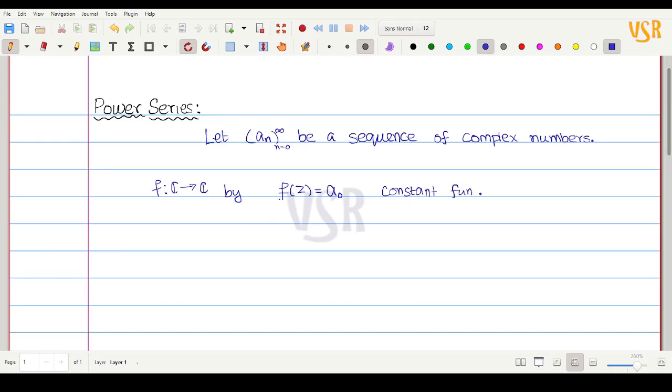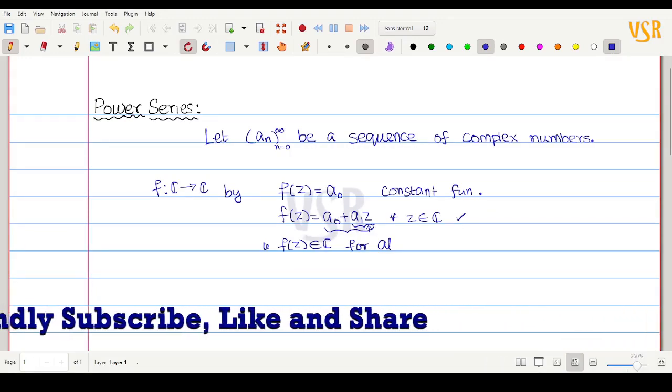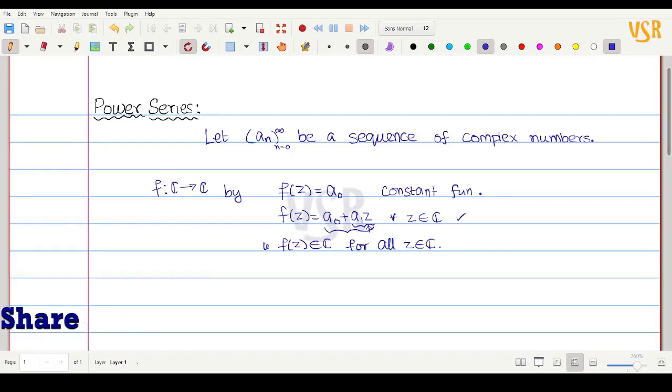Suppose I define f of z equal to a0 plus a1 z, for every z belongs to C. This is well defined, because if you give a complex number z, a1 z is a complex number, and a0 plus a1 z is also a complex number. Therefore f of z belongs to C for all z belongs to C. That is, f is a function from C to C.